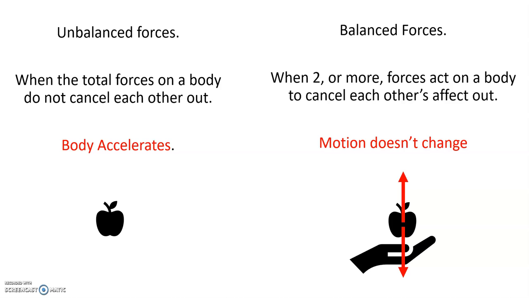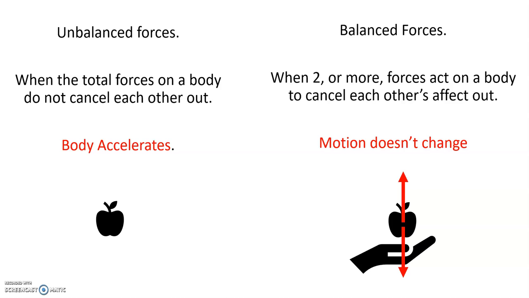This tells us that there are two types of forces when you start combining them. When you look at a body, if the total forces are unbalanced, that means the total forces do not cancel each other out, which means in some direction the body is going to accelerate. That means it's going to speed up, or in some cases, it might even slow down. If you think about driving in a car and you put on the brakes, that's a force causing you to slow down.